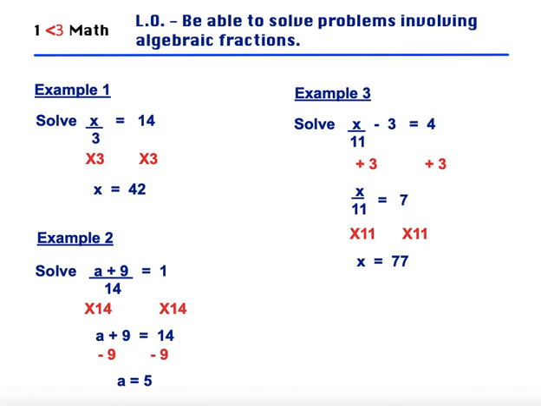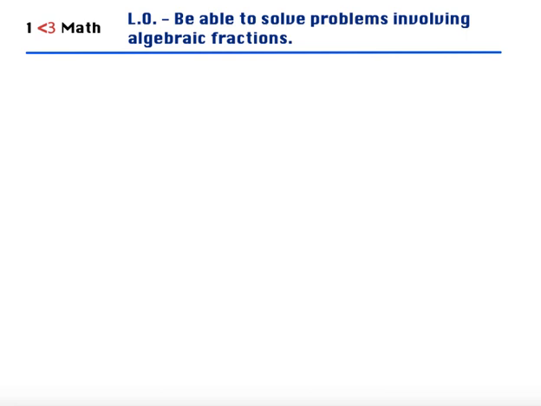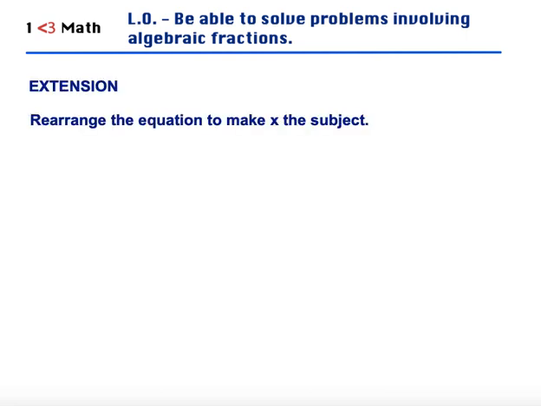Now we're going to move to the next page, where we have an extension question, and this is going to be a question that involves rearranging an equation to make x the subject. What it means, making x the subject, is to have x equals. At the moment we've got ax plus g divided by p equals m. So we've got to use our algebraic skills here to make x the subject. We've got to do the opposite of everything that's happening to the x.